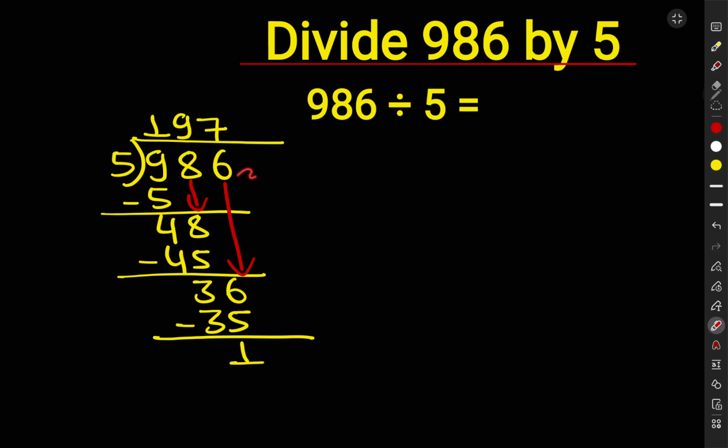So now we have no other number to put down, so we take a decimal here so that we put 0. So it is 10 and 5 times 2 is 10. On subtracting we get 0. So 986 divided by 5 is 197.2.